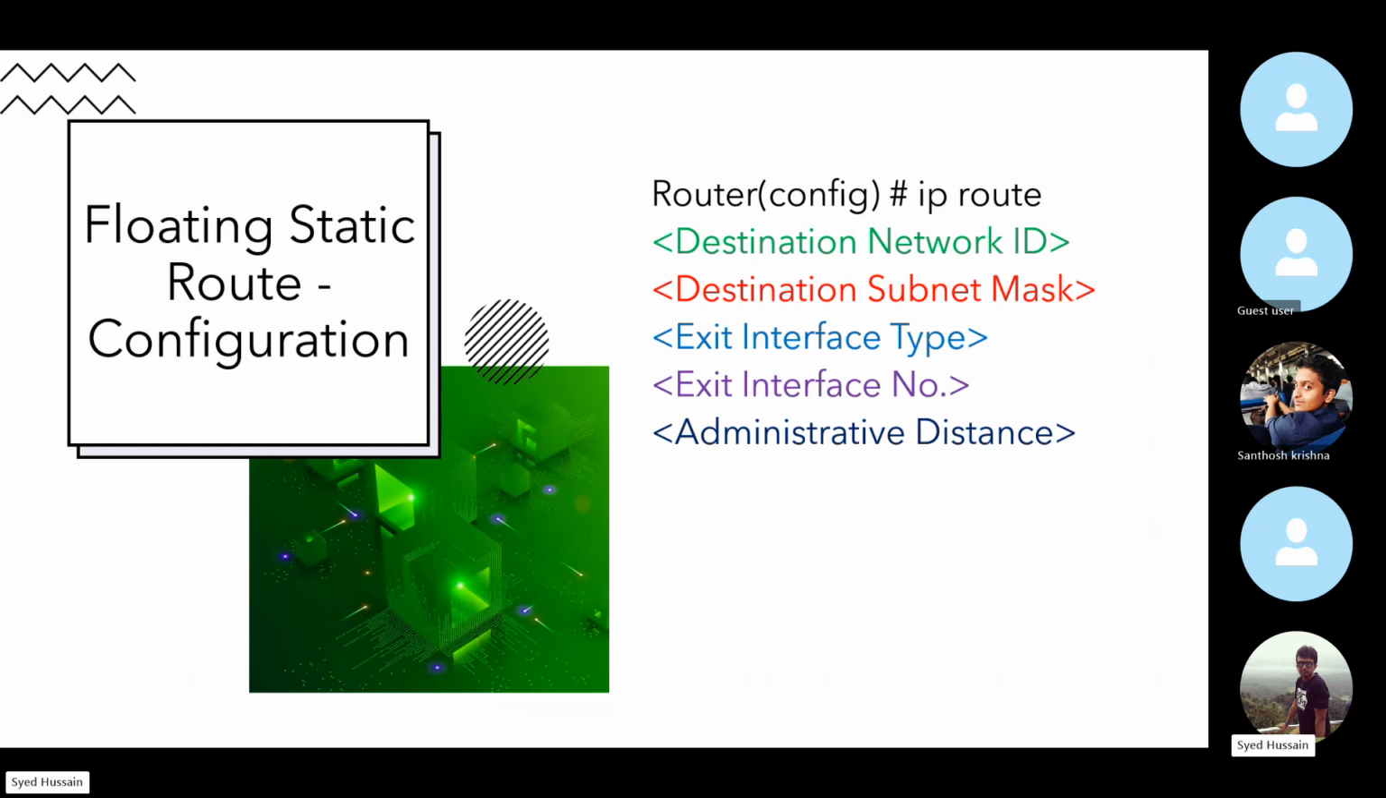So this is the configuration. On the first router, we get into global configuration mode, then ip route, then the destination network, the destination subnet mask, then the exit interface, meaning which type of interface is the exit one, and the interface number, and the administrative distance number. You know the AD value, so we mention the AD value over there.